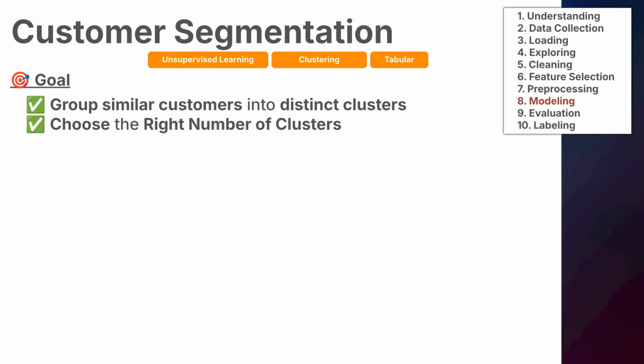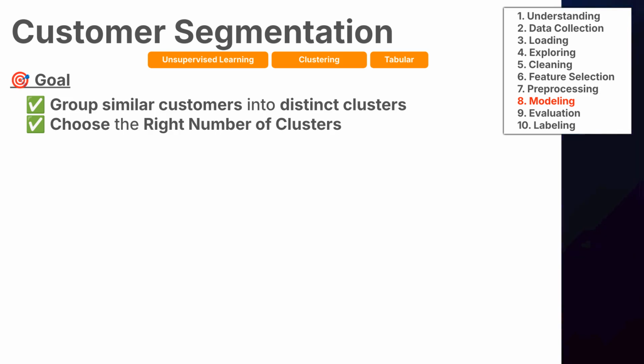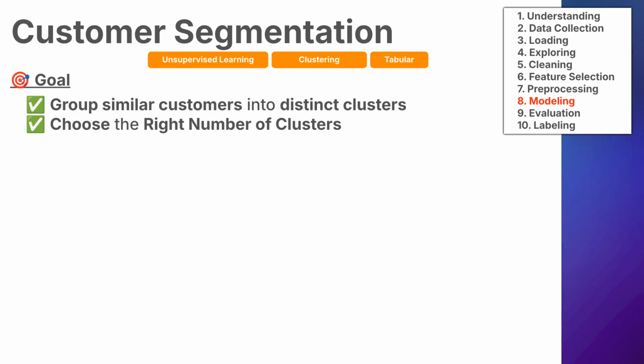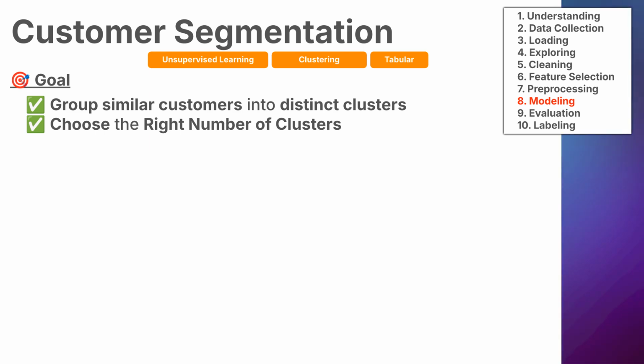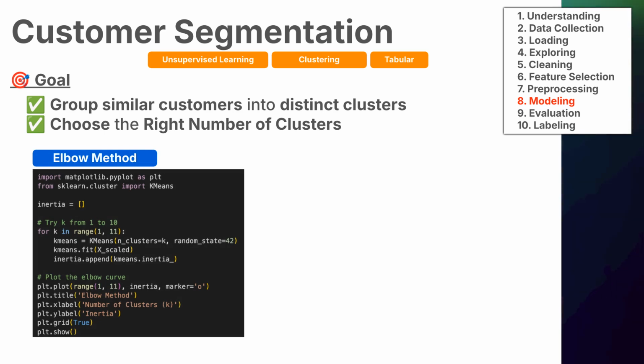8. Modeling. To apply the k-means algorithm to the pre-processed customer data and group similar customers into distinct clusters based on their behavior and characteristics. But before we run k-means, we need to decide on the number of clusters k. There are several ways to decide the number of clusters k, such as elbow method and the silhouette score. Let's try the elbow method.